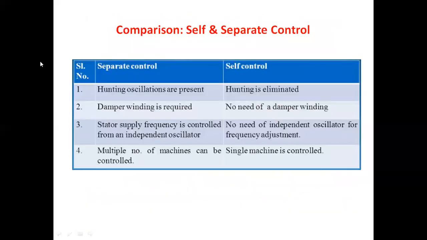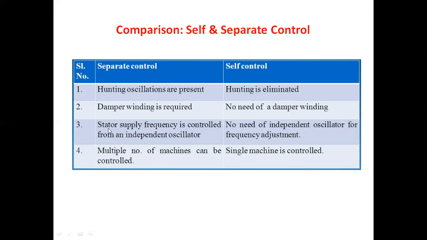So you can see the comparison between self-control and separate control mode. In separate control, as I already told, hunting oscillations are present. To remove that, we require the damper winding. In self-control mode, no hunting is there, so no need of damper winding.